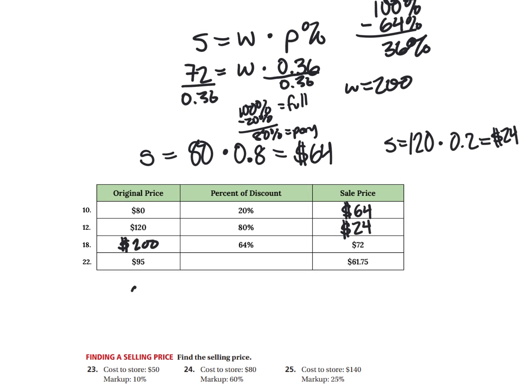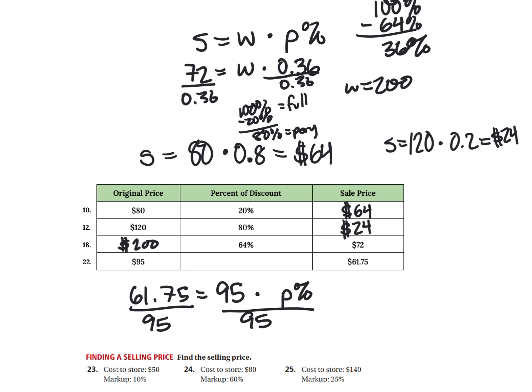Last time, now I don't know my percent of discount, right? So this time I know what S is, it's $61.75. I know what my original price was, $95, but I don't know how much percent I actually paid, right? We have to figure that out a little bit. The way we do that is we're going to divide here, 61.75 divided by 95 gives us a percent of 65%.